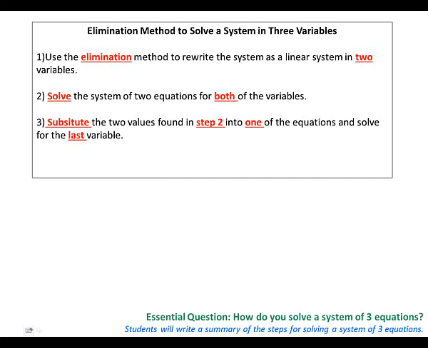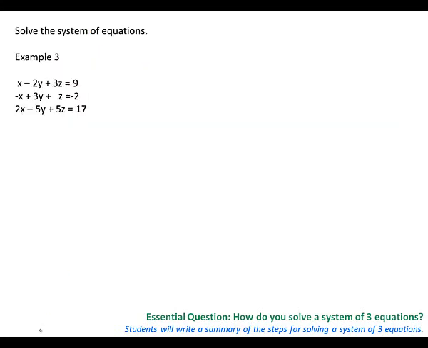So, to use the elimination method, you need to rewrite the system as a linear system in 2 variables. So we have to figure out how to eliminate a variable right away. Then you're going to solve the system of 2 equations for both the variables. And then you're going to substitute the 2 values you found in step 2 into one of the equations and solve for the last variable. This is not hard, it's just long. We're at the point where we're not assigning a ton of homework problems, we're assigning a few so you get the practice for it.